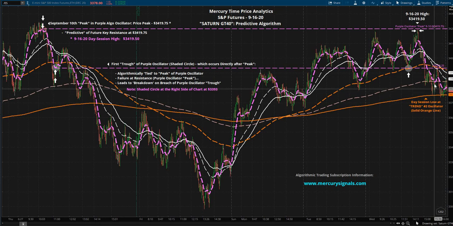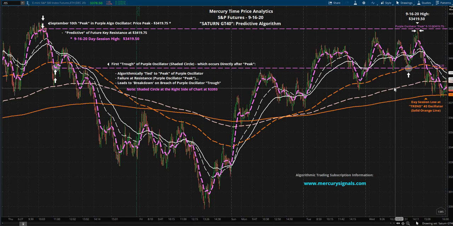And by the way, after it made the higher low, you knew for sure that you wanted to take profits once it came back up through the tan dashed oscillator. So there you go. There's your Saturn GT40 predictive algorithm. Unbelievably accurate. And if there's anything easier to use than that, I mean, look, even if you forget everything that I mentioned about the slopes.